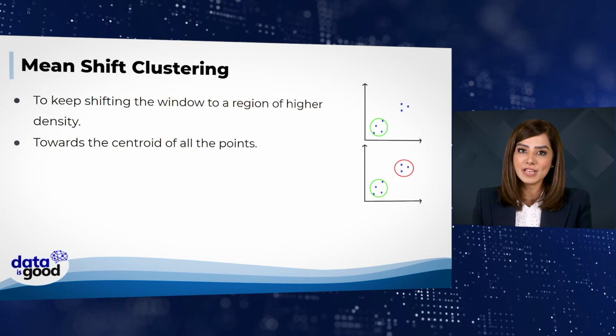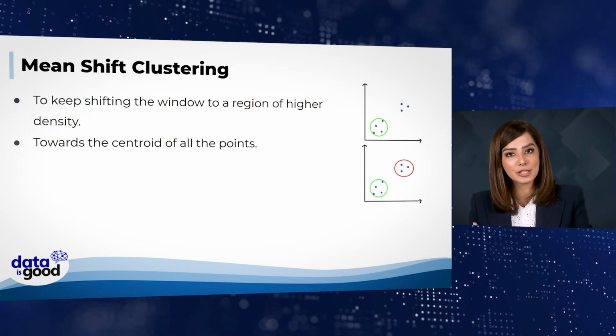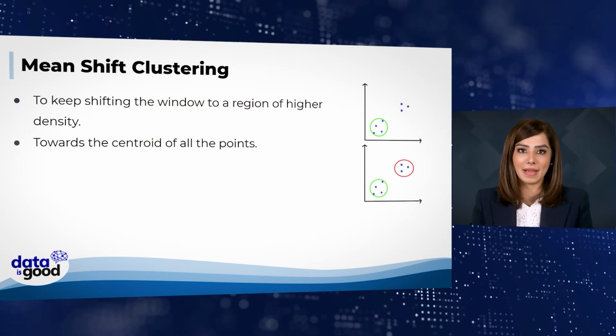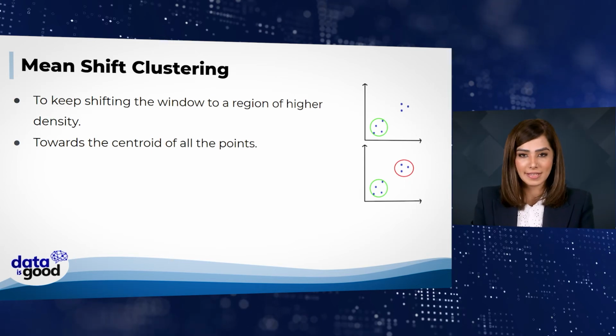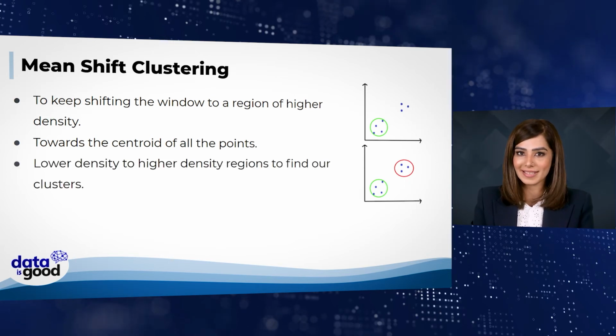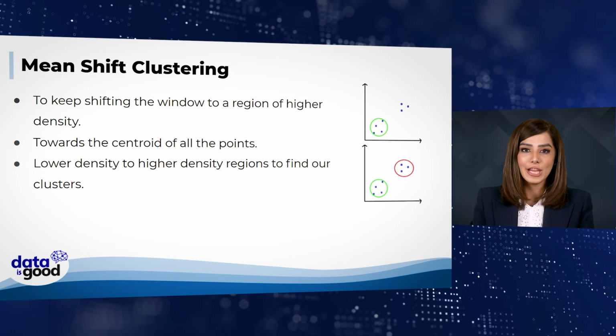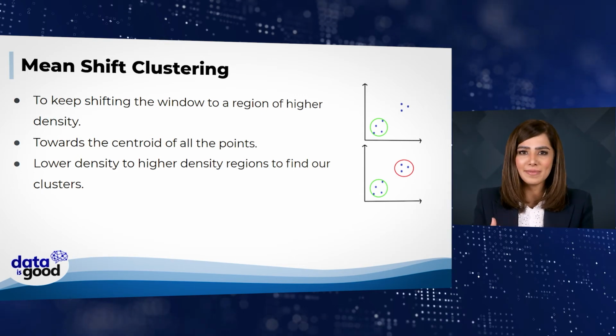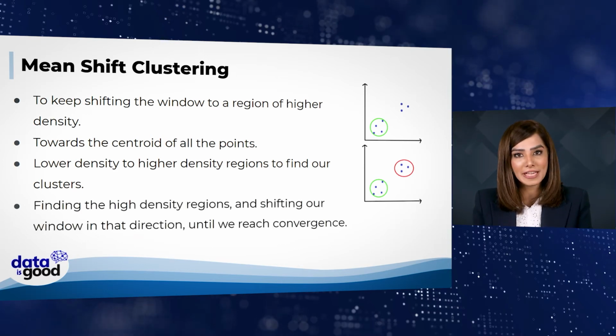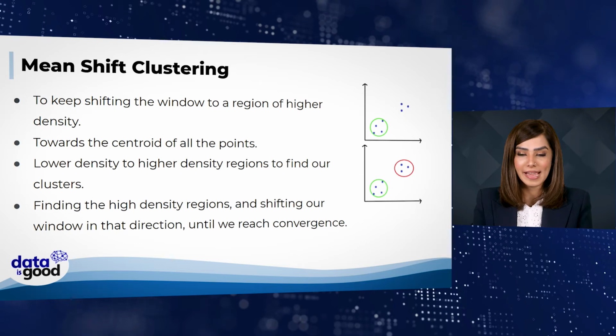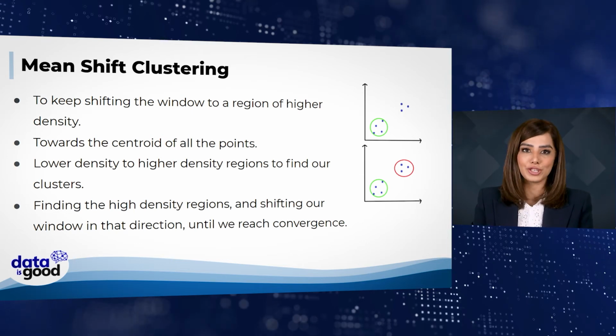This feature of mean shift algorithm describes its property as a hill climb algorithm. And now we must iteratively go from lower density to higher density regions in order to find our clusters. This is exactly what we aim to achieve with the mean shift algorithm: iteratively finding the high density regions and shifting our window in that direction until we reach convergence.